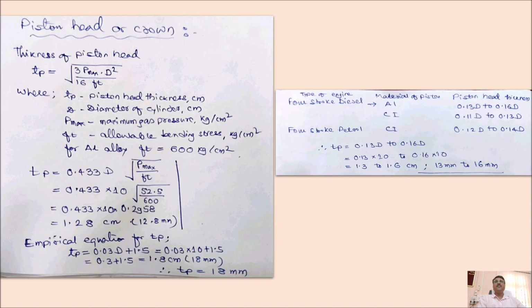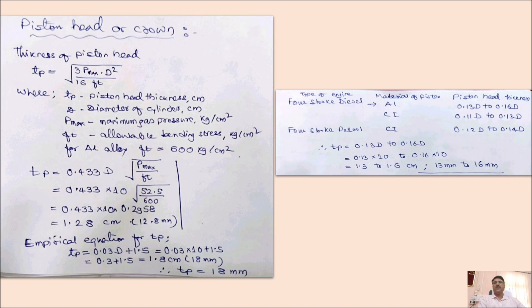We can find out BMEP, that is brake mean effective pressure, by using the formula: BMEP divided by IMEP. IMEP is the indicated mean effective pressure, equal to the mechanical efficiency, or the mechanical efficiency is the ratio of BMEP to IMEP. So if the values are substituted over here, it will give Tp as 1.28 centimeter, that means 12.8 millimeter.